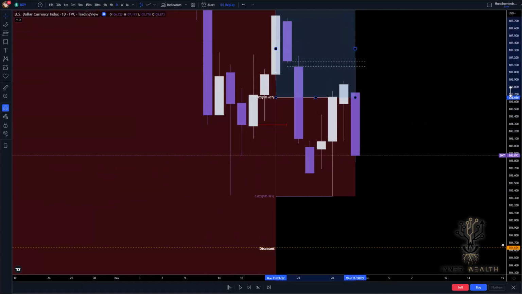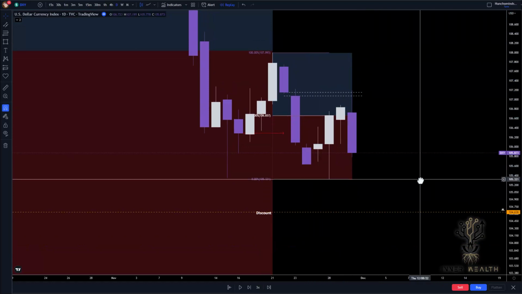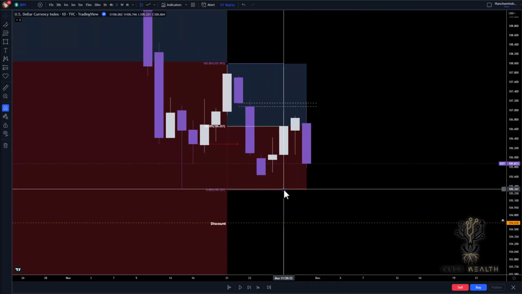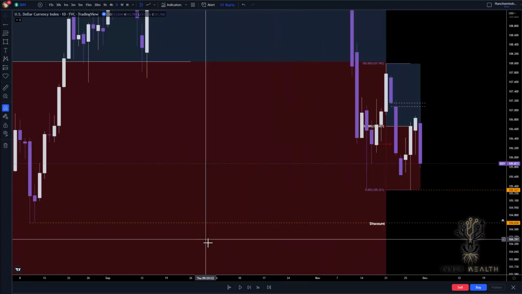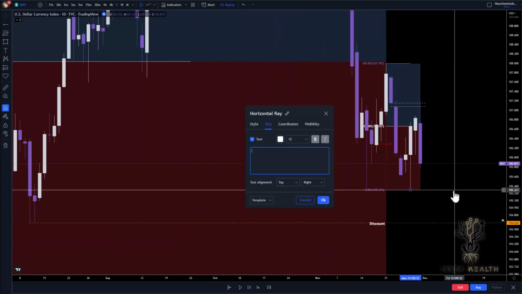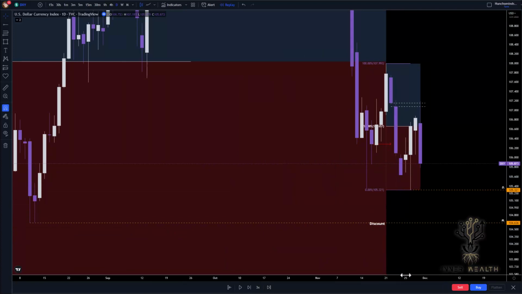And then from premium back down to discount. And we're going to look for this discount area here first, and then the monthly. So we have a daily objective and then a monthly objective.